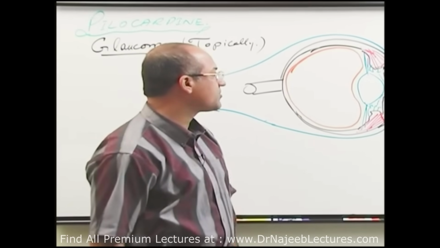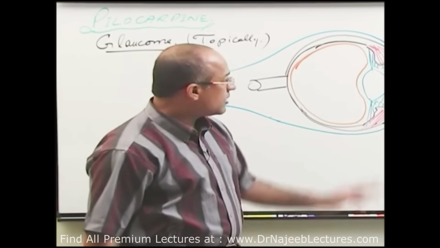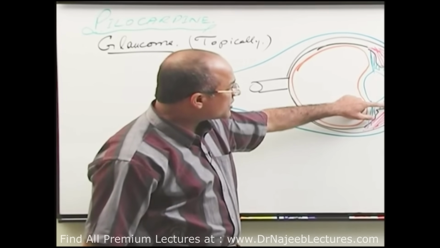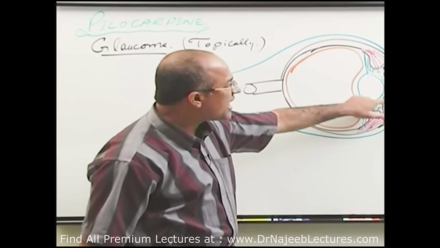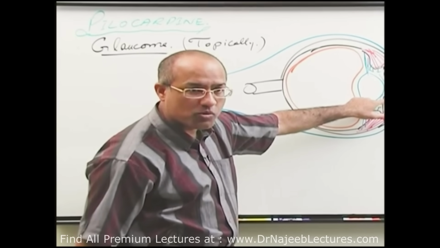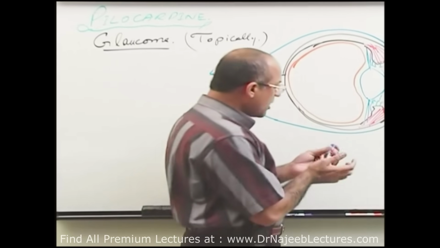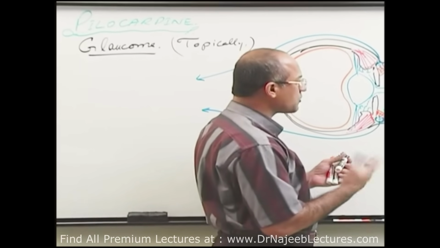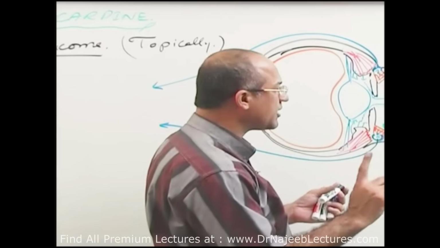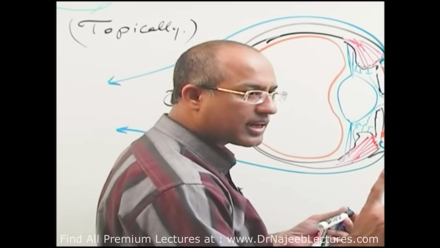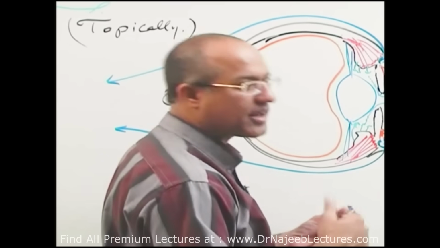Now what happens when the pressure of the aqueous humor in the intraocular system is very high? We say there is glaucoma, right? Now, what are the different types of glaucoma? There are many types, but I will explain only closed angle glaucoma and open angle glaucoma.